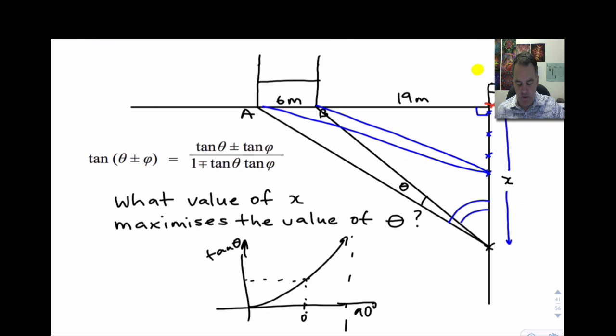I've got some clues here. First thing to note, that if you maximise the value of tan theta, you're maximising the value of theta, because that graph there is just going up. So the bigger value of tan theta you get, that's going to give us a bigger angle for theta. And I've also given you a formula here we did last year for tan of A plus B, or tan of A minus B. That will be helpful as well. Let's see if we can answer that question.